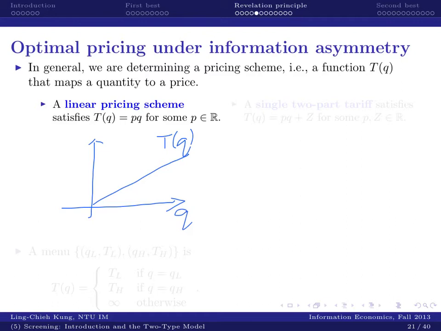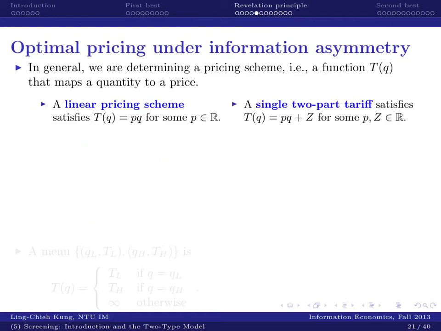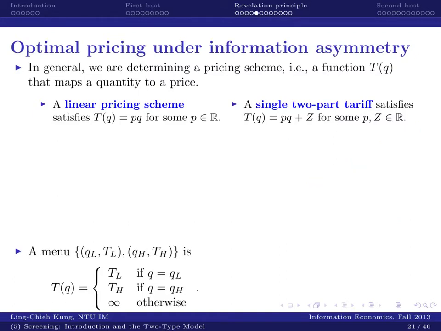That's one possibility. Another possibility is for you to adopt a two-part tariff. In this case, you decide two numbers, P and Z. P is the unit cost, and Z is the total cost, some lump sum fee. In this case, your function would be something like this. This is your Z, and T of Q is a fixed payment plus some linear payment.